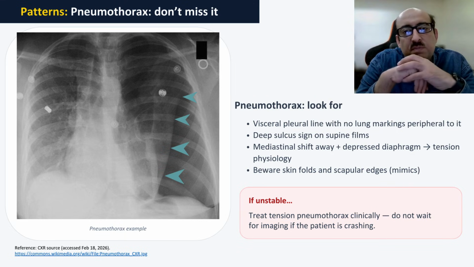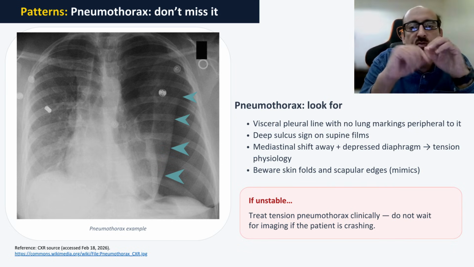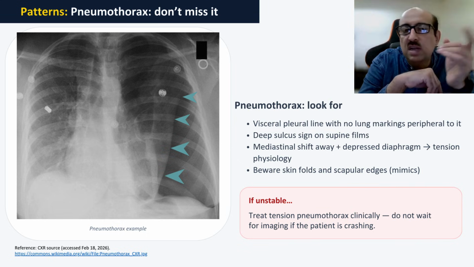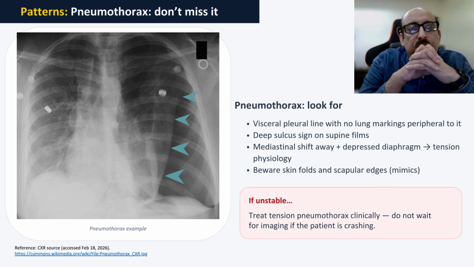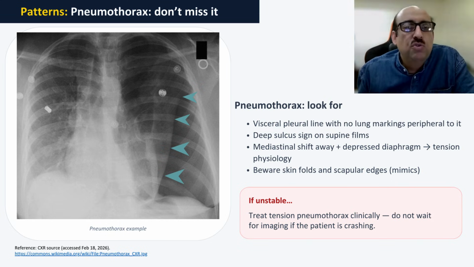And we have discussed in one of the previous slides that you can have a deep sulcus sign on supine films for a small pneumothorax. There might be mediastinal shift away and depressed diaphragms. Usually that's a tension pneumothorax physiology, but look at my acute dyspnea series and modules, where in the other videos we have discussed this. If you are clinically suspecting tension pneumothorax, you do not wait for a chest x-ray to confirm. Needle thoracocentesis is the first line of treatment in that situation.